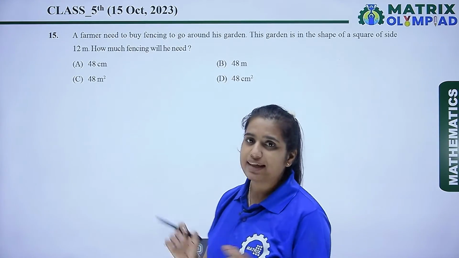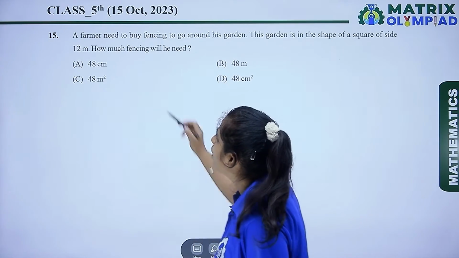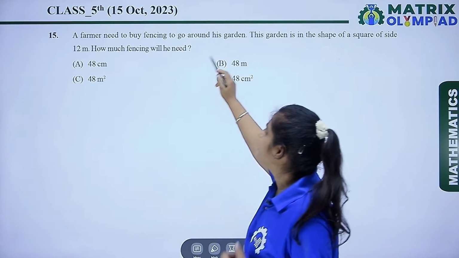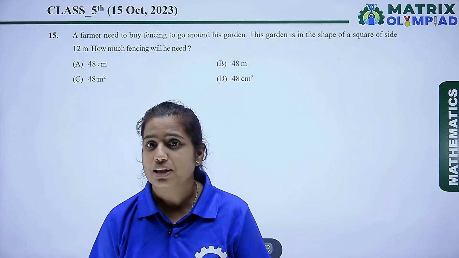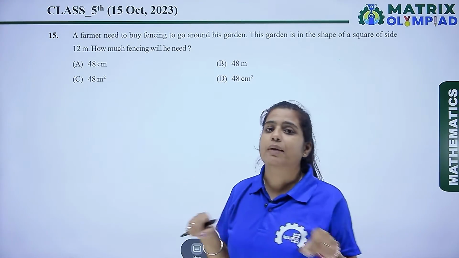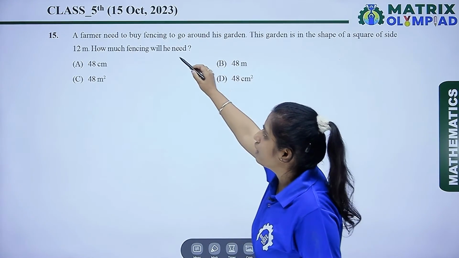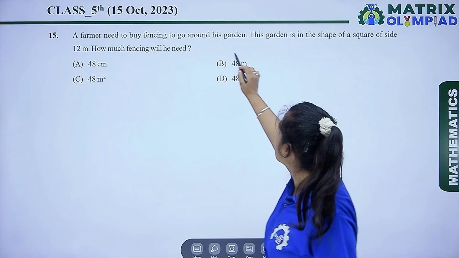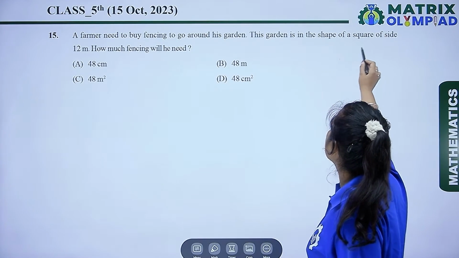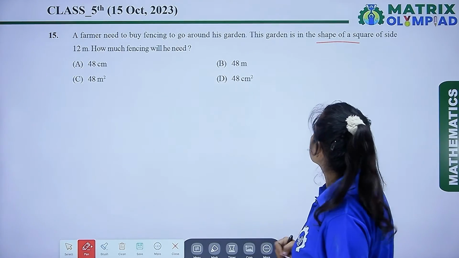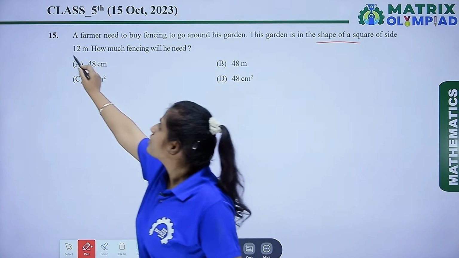Now let's start with the next question, that is question number 15. In this question, a farmer needs to buy fencing to go around his garden. There is a farmer, the farmer has to do fencing. What does fencing mean? He has to put wire fencing all around. So here the farmer has a ground and the farmer wants to fence that garden. This garden is in the shape of a square. Now what is the shape of the garden? That is square. So the side of that square is 12 meter.